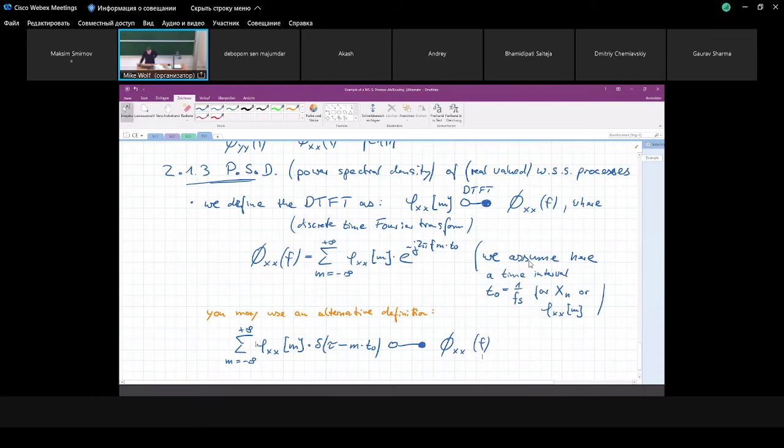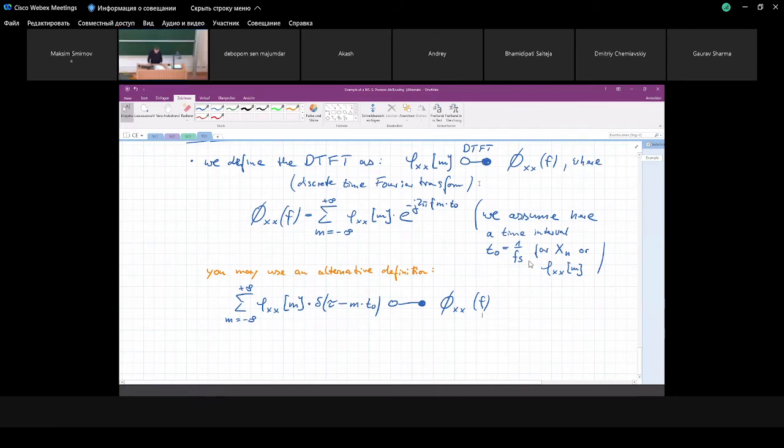Because if you calculate the Fourier integral over this expression, the integral over each Dirac delta pulse is just one, without this weighting. And then from this integral comes exactly this sum. So in many cases, it's just easier to use this approach with the classical Fourier transform instead of the DTFT.